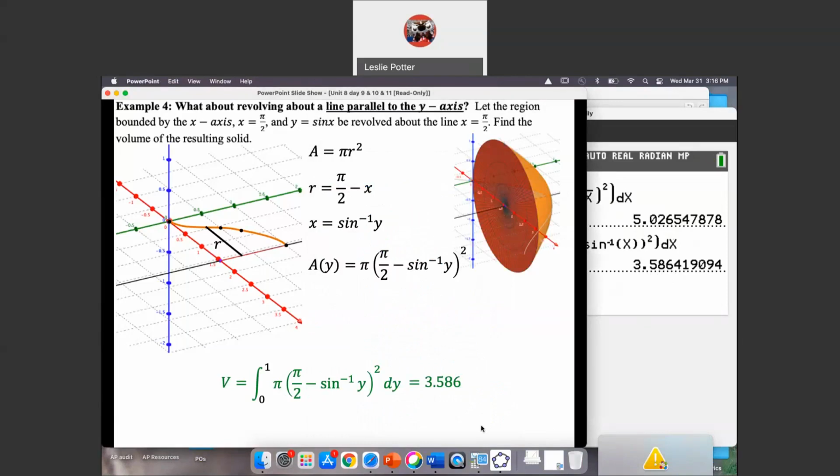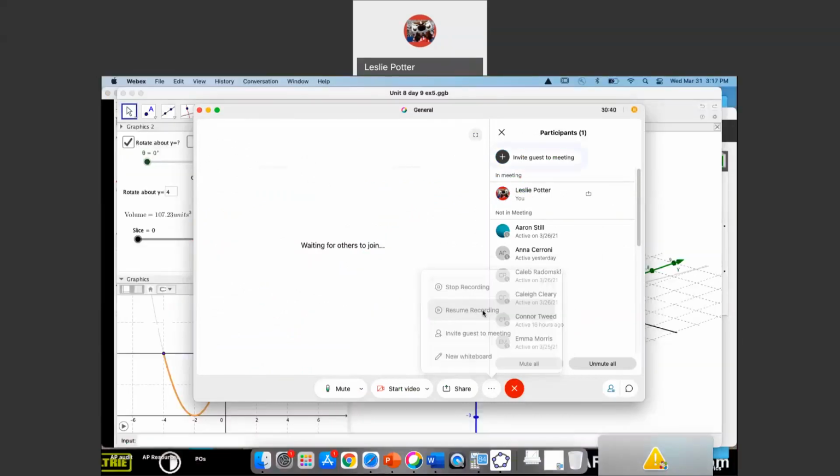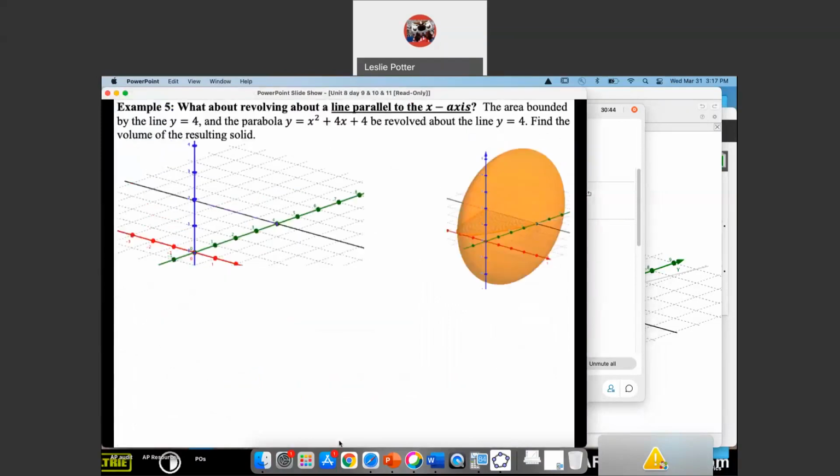Okay, so now we're going to look at the last example for these notes. All right, so the last example, example 5, says, what about revolving about a line parallel to the x-axis? So now we're going to revolve about this line here. It's the line y equals 4. So here's my x-axis down here. This is the area bounded by the line y equals 4 and the parabola x squared plus 4x plus 4, and it's revolved about the line y equals 4.